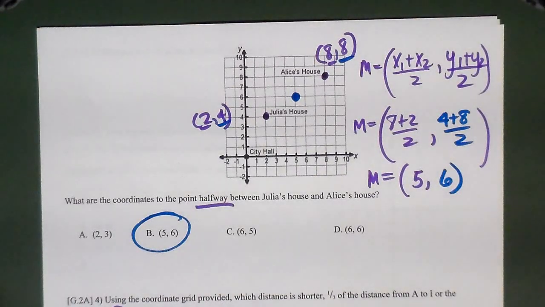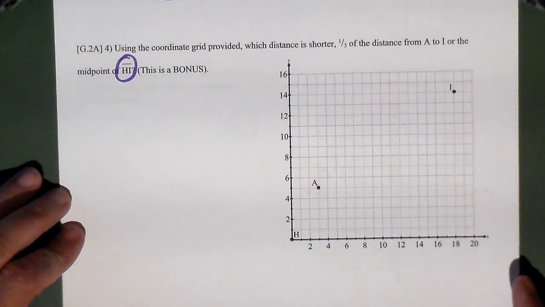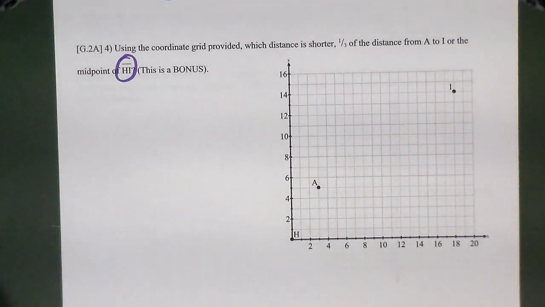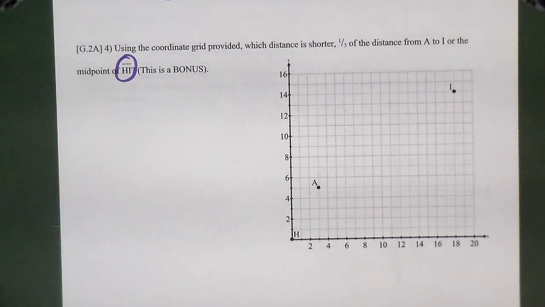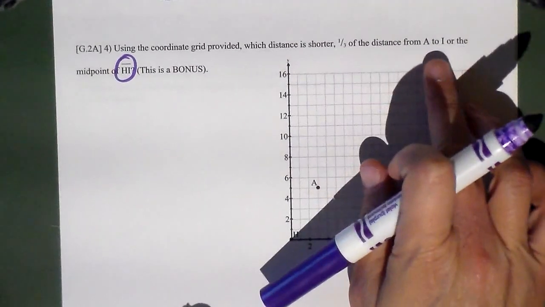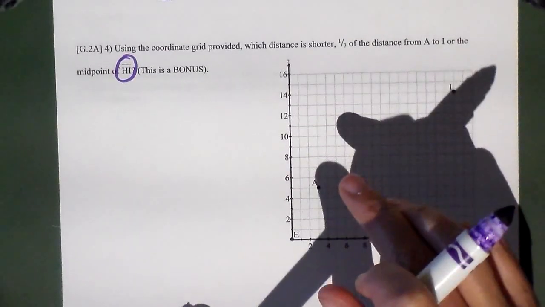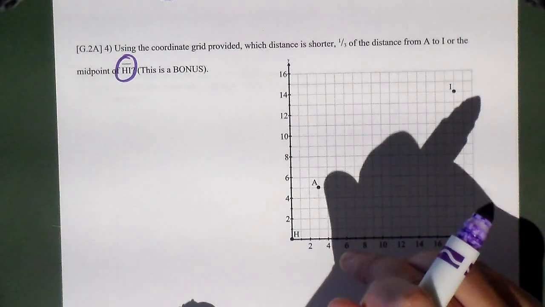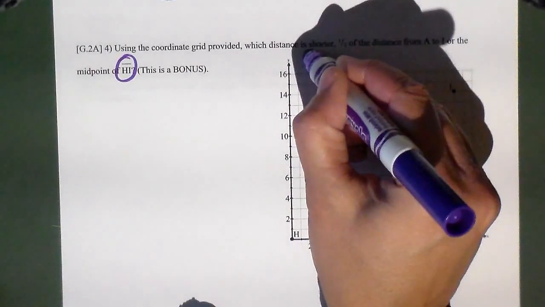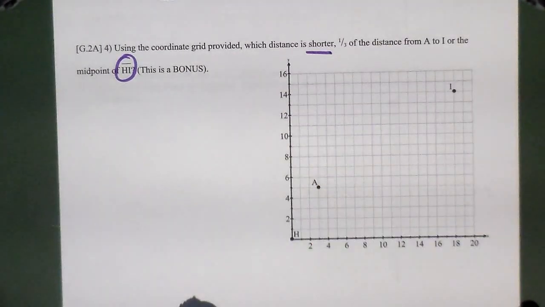Okay. All right. So let's look at the bonus. The bonus was somewhat clear, a little bit unclear, I thought. It's asking you what is the greatest distance? The distance that is halfway from, or 1/3 of the way from A to I, or halfway from H to I. Which distance is shorter? Now, again, shorter. Some of you did longer, and that's why you didn't get it correct.